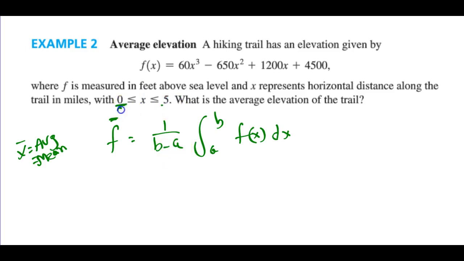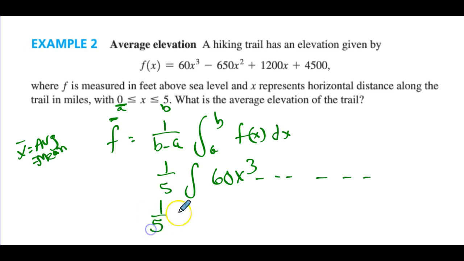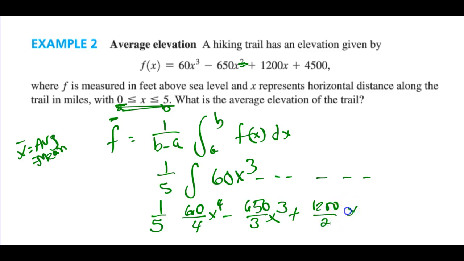So fairly simple. We just have to figure out what this interval is. Well, they gave it to me. There's your a term, there's your b term. So 1 over 5 minus 0, and then integrate this whole function, 60x cubed minus and so on. So all you're going to do is integrate this thing and then evaluate it from 0 to 5. So we'll integrate this, 64, so I'll reduce that in just a moment, minus 650x cubed. All I'm doing is increasing that to a 3 and then dividing by it. Plus 1200 divided by 2x squared. Do you see what I'm doing? If not, shoot me some email. And then evaluate that from 0 to 5.